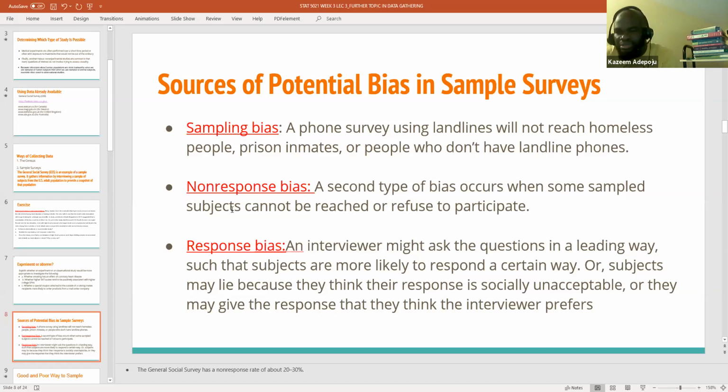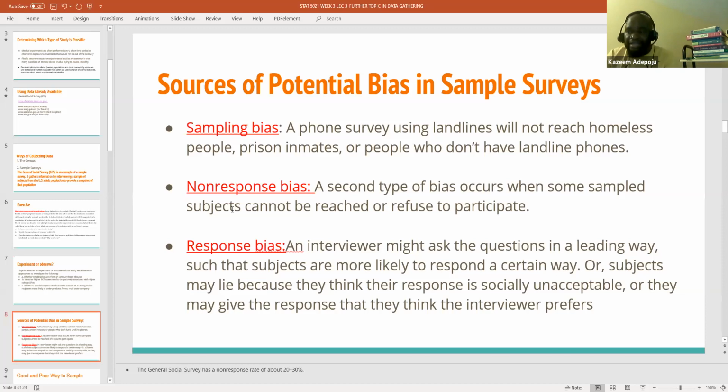The next thing I'm going to talk about now is what we call non-response bias. When I say non-response bias, at times you may want to interview people, whether by face-to-face interviewing, or you send a questionnaire to them to fill. At times you don't get feedback. Maybe those people that you don't get feedback from may have tangible information. And that's an example of a non-response bias.